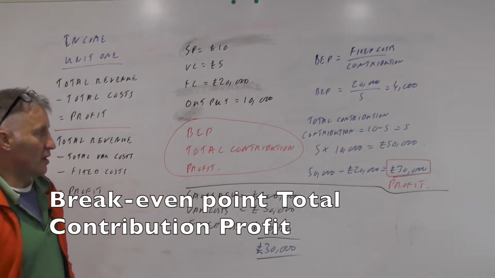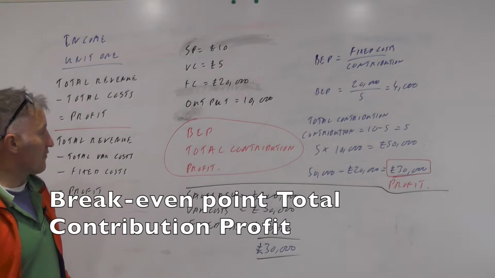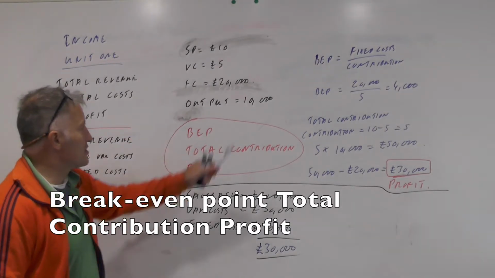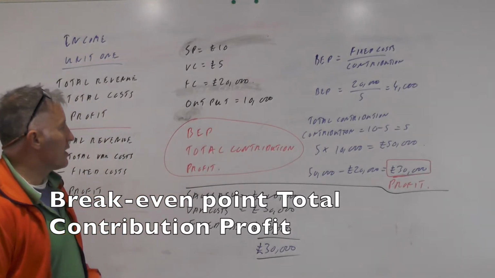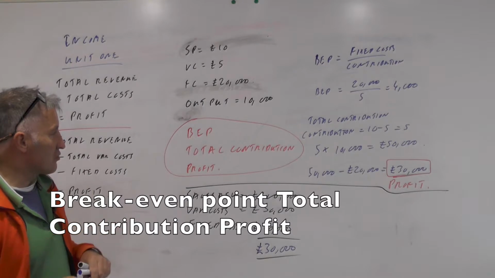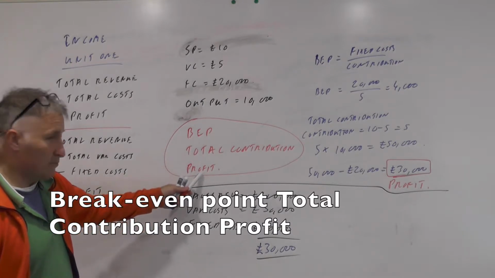Total contribution. Now, this is not something that I've done this course so far, but the individual contribution here is obviously 5 quid. And if we sell 10,000 of them, then 5 times 10,000 is equal to 50,000 quid. So that is the total contribution. We can also work out the profit.